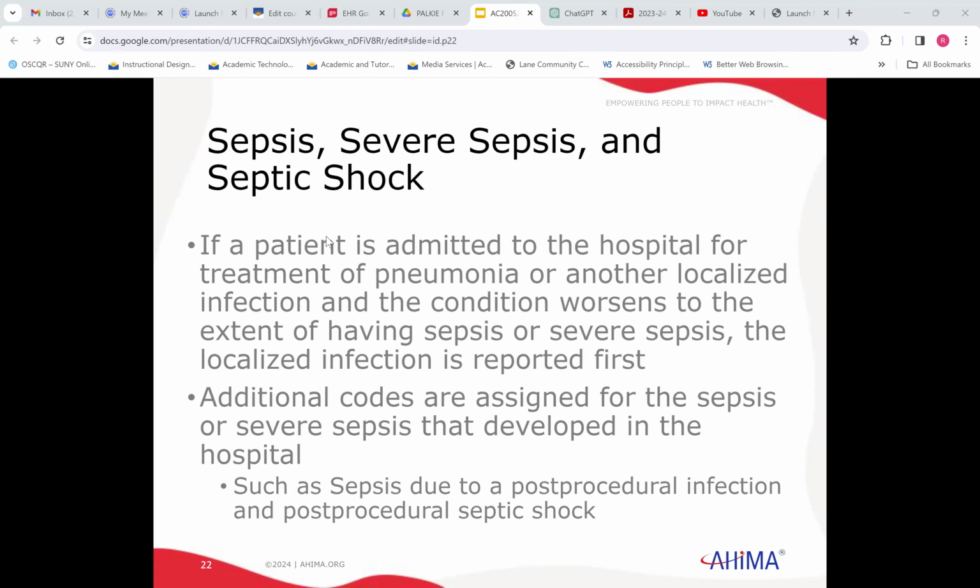Now, if a patient is admitted for treatment of said pneumonia or some other localized infection, and the condition worsens to the extent of having sepsis or severe sepsis, the localized infection is going to be coded first. Again, the designation of the sepsis or severe sepsis, the infection is what's causing it. Additional codes would also be used for the sepsis that develops in the hospital. So this happens sometimes for post-procedural infections. You can have post-procedural septic shock. Again, all this starts with the infection itself.